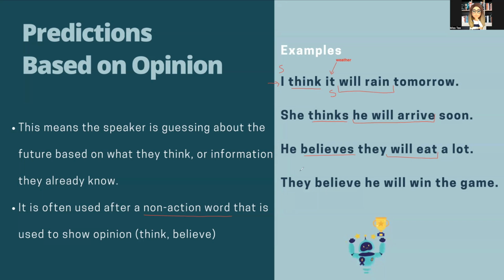This one, they believe he will win the game. So now they believe, we still have our non-action word that shows opinion right here. Now this is the prediction of the future. He will win the game. So that is another example of the situation where we use predictions based on opinion.